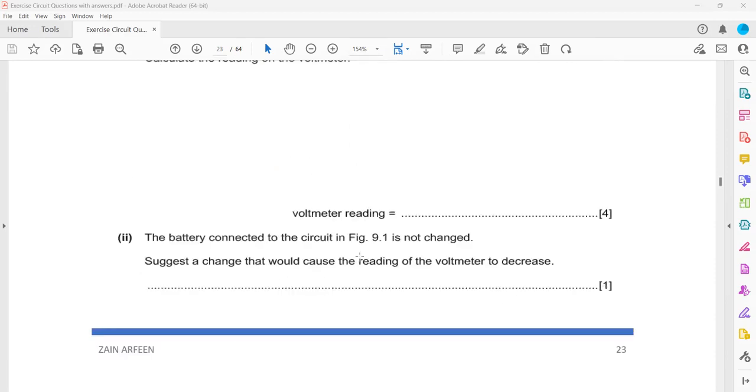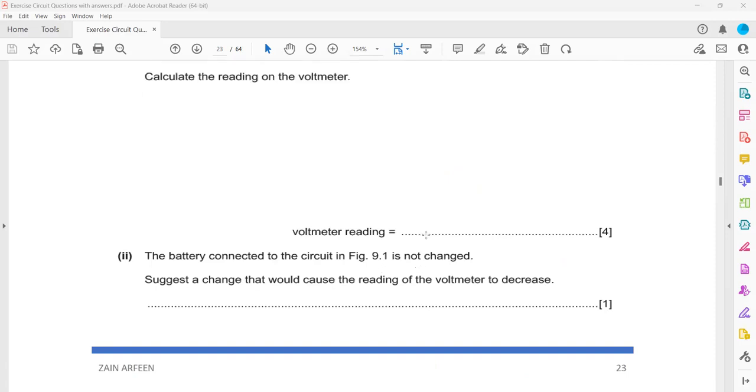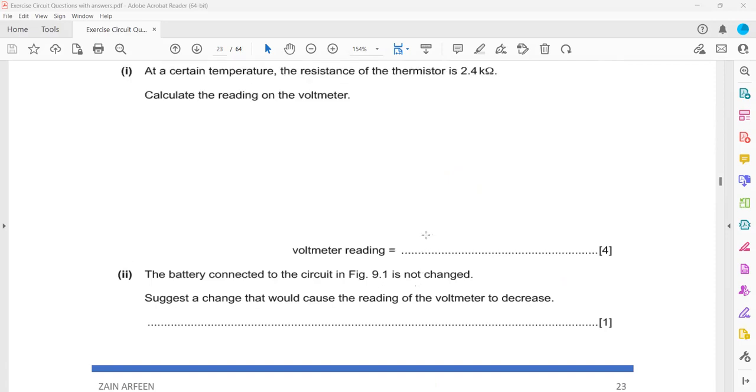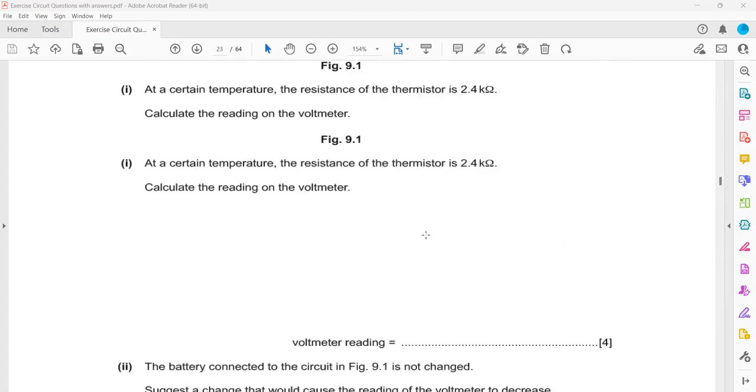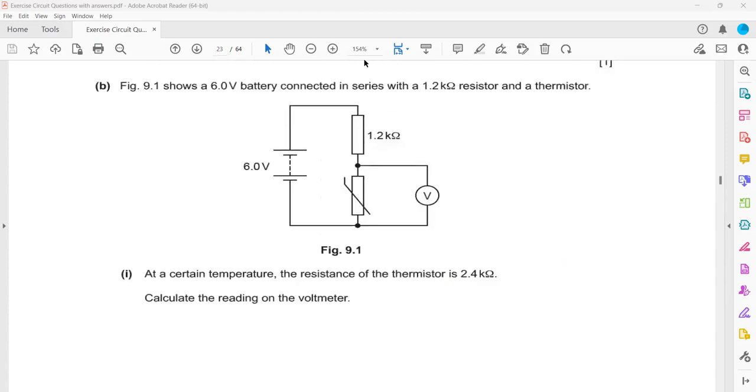The battery connected to figure 9.1 is not changed. Suggest the change that would cause the reading of the voltmeter to decrease. We did not change the battery. We want the voltage here to decrease. It's a thermistor here. If I need the voltage to decrease, what do I want the resistance to do? If I need less voltage, I need R to decrease.